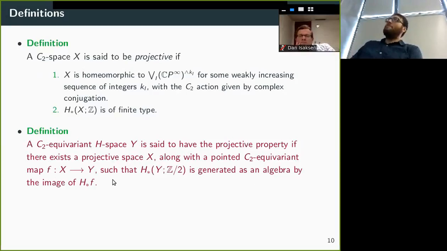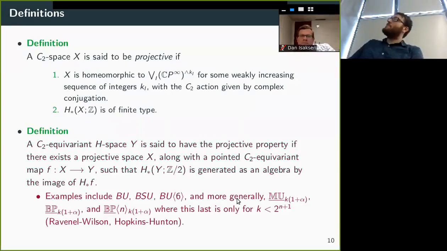So a space has the projective property if there's an equivariant map such that the ordinary non-equivariant mod 2 homology of Y has generators given by products of classes that come from CP infinity. An example to keep in mind, if you've seen Hopf rings before, is the mod 2 homology of the spaces in the omega spectrum for, say, MU or BP, or things like BU or BSU. These are all Hopf rings.